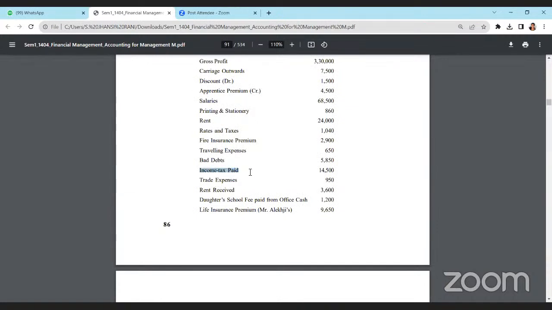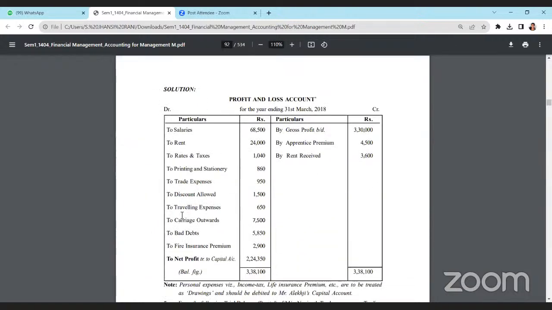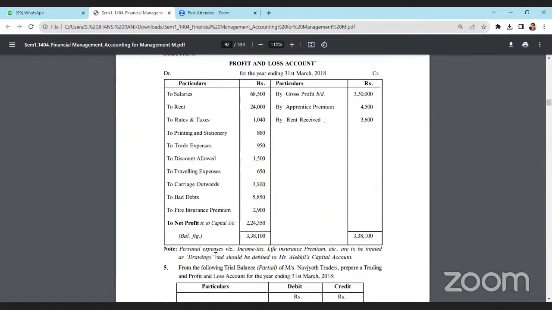Income tax paid, daughter's school fee, life insurance. Daughter's school fee is nothing but drawings. We are drawing cash. We are taking the cash from the business. So whenever you are taking from the business, I said it's drawings. That is the reason drawings will not be taken in the profit and loss account. It will be directly deducted from the owner's capital, that is in the balance sheet. So that is the reason those points have not been taken.